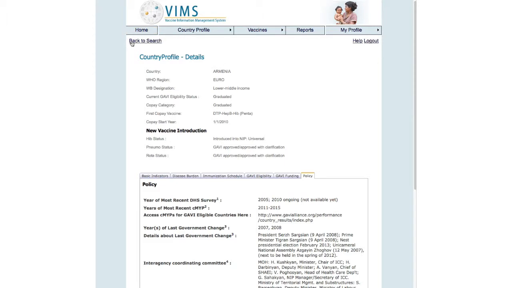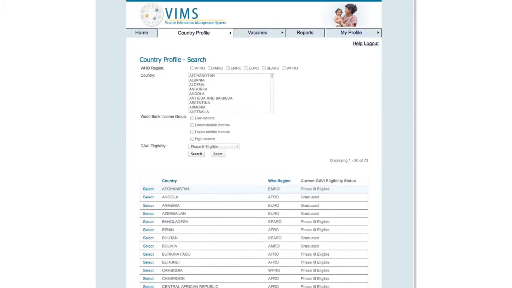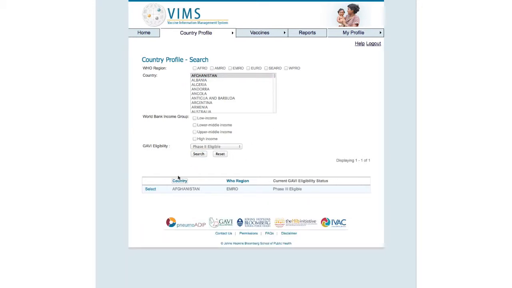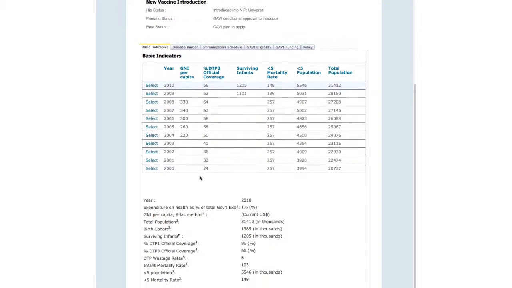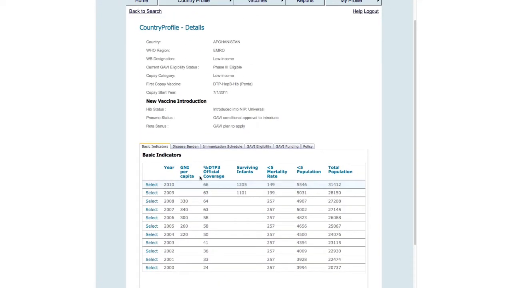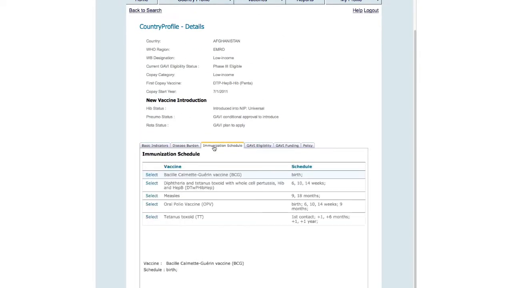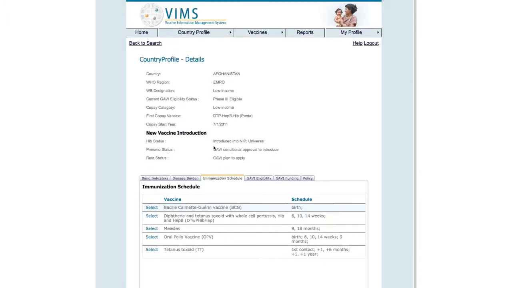If we want to look for another country, we can click on Back to Search and select an alternative country such as Afghanistan. Click search, and here is Afghanistan. We select it, and all of the given information we just went through is now available, and you can look through it for Afghanistan instead. I hope this gives you an idea about the information available in the country profile tab of VIMS.